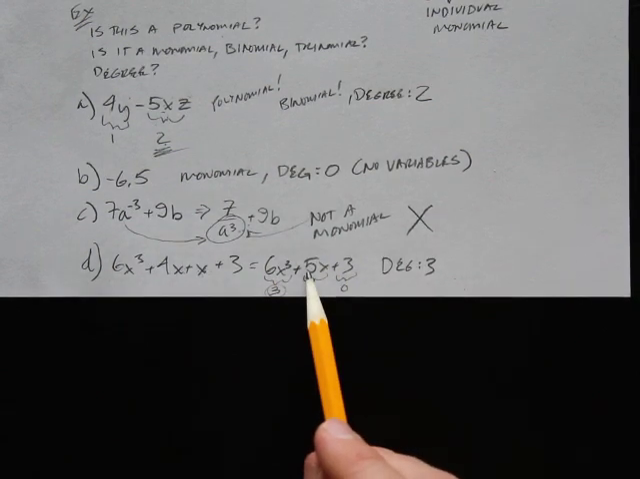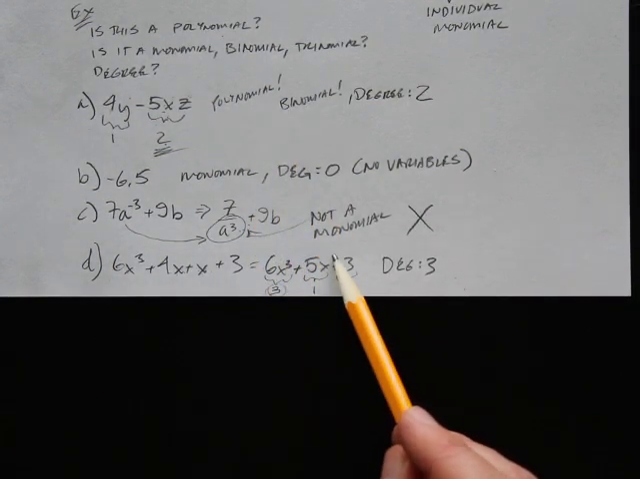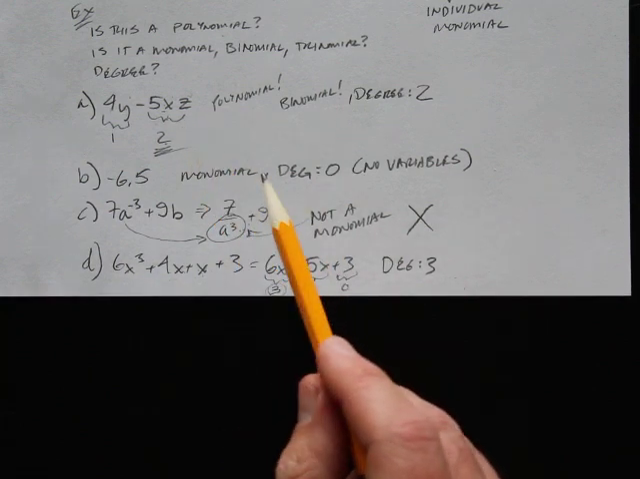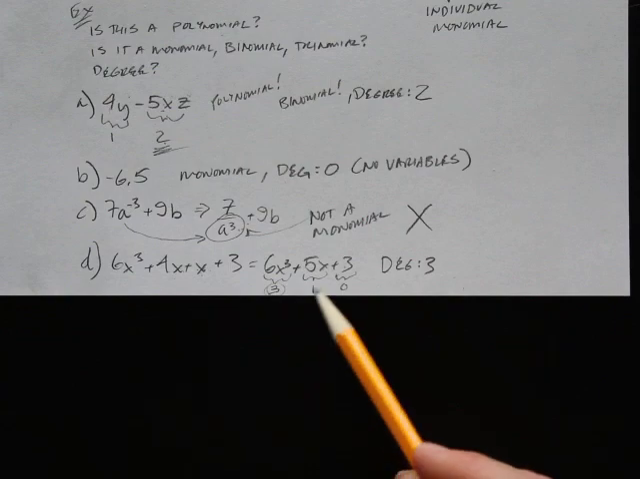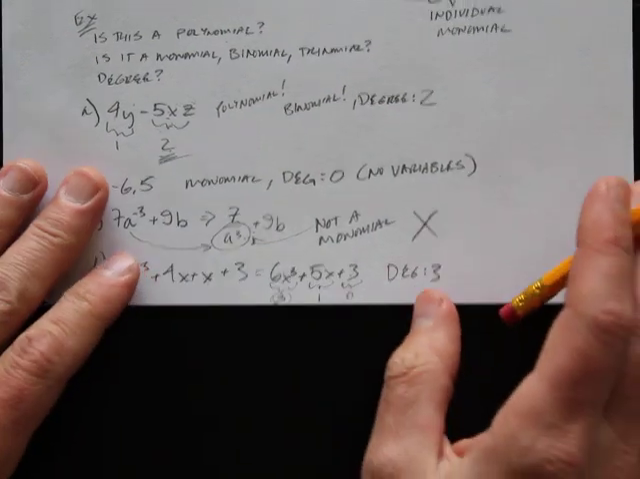Yes, this is a polynomial. I didn't write those down, but that's okay. This is a polynomial, to answer the questions. And it is 1, 2, 3, a trinomial. And the degree is 3. All right, let's keep moving on.